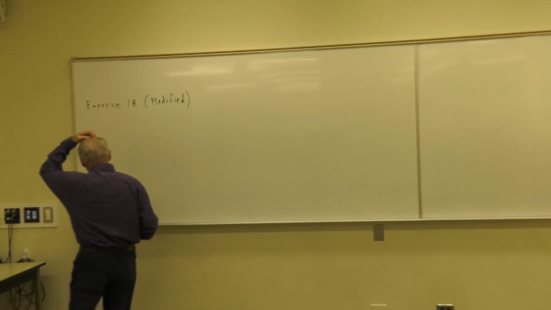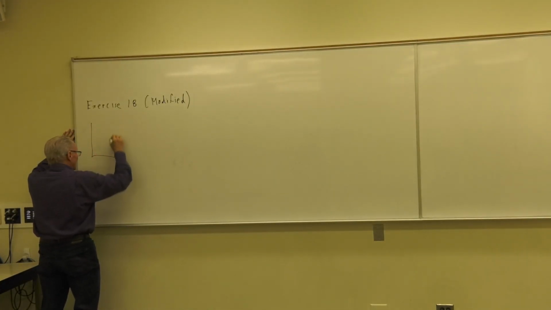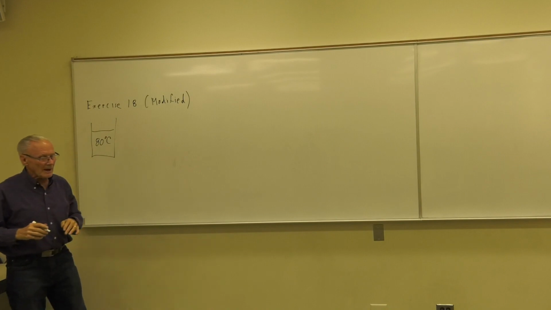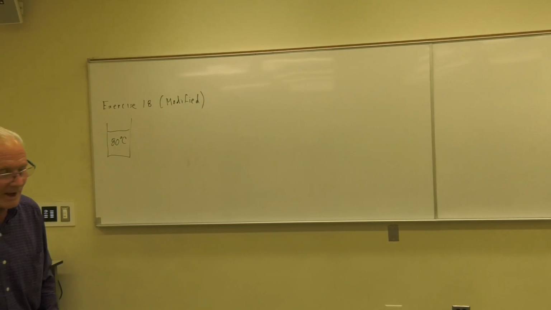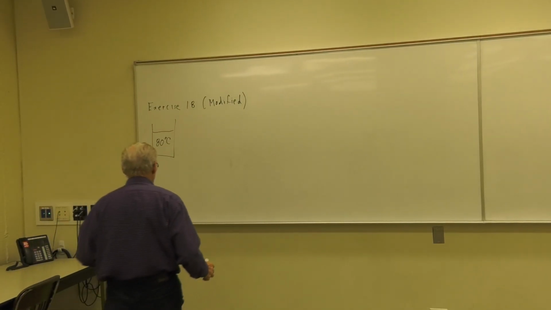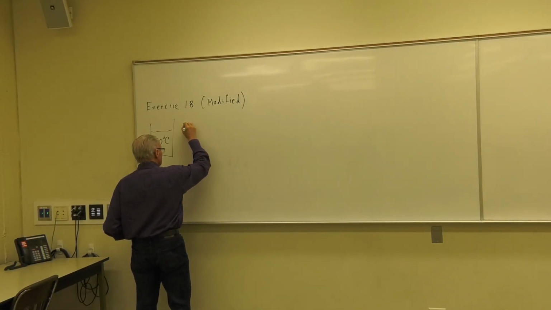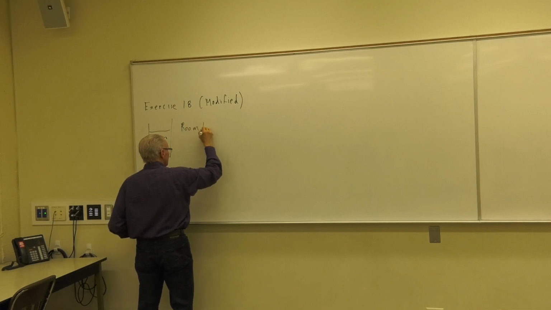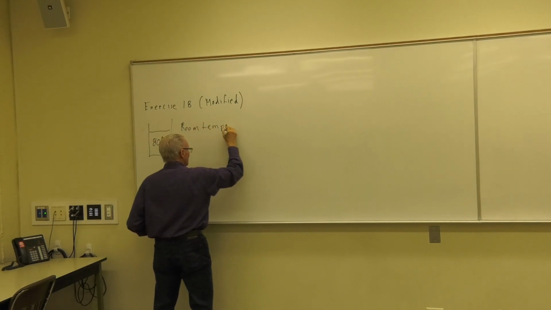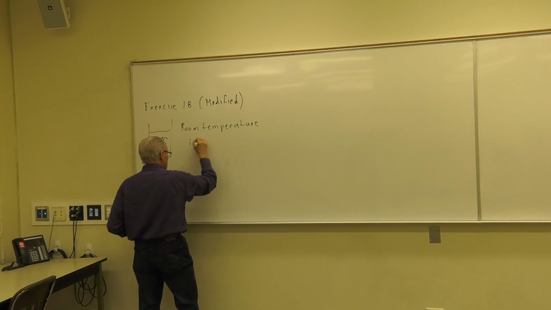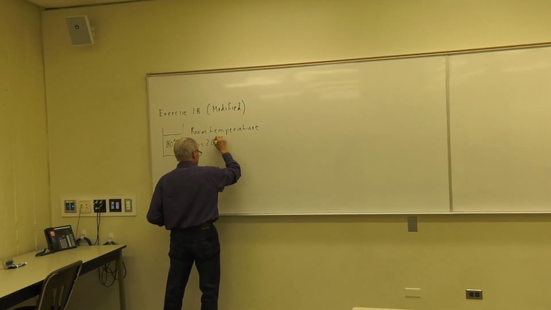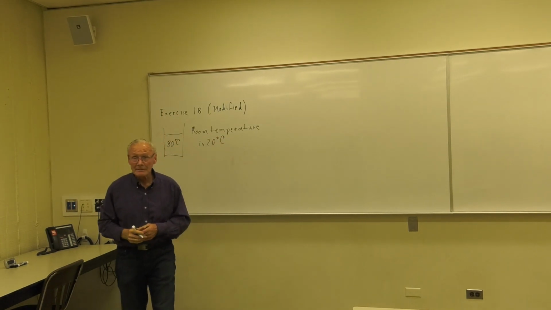Suppose I take some water in a container, and this water is at 80 degrees Celsius. Because it just came out of the microwave, maybe it's coffee or something like that, right? And I bring it into the room, at room temperature, which is a constant 20 degrees Celsius. Let us assume that, all right?